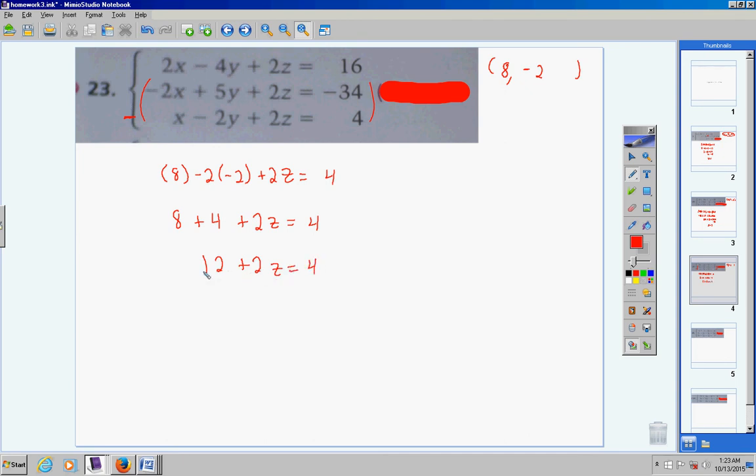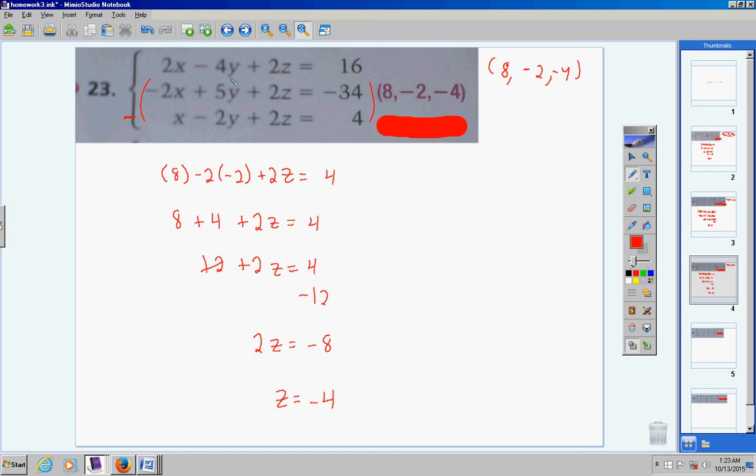Bring the 12 over and make it a negative 12. Negative 12 and 4 is a negative 8. Divide by 2 and z equals a negative 4. And so hopefully we have the right answer. Let's see if we do. Good, we do. Now if you were to take this answer here and substitute it into each one of these equations, you would get out 3 true statements. That's a great way to check your answers on your tests and quizzes.